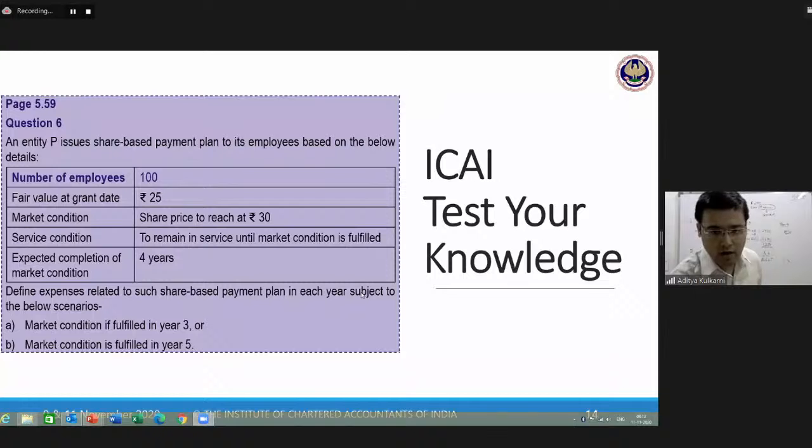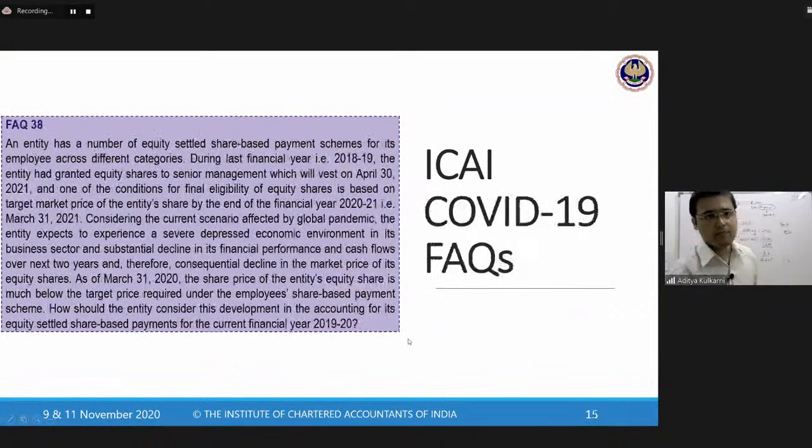An interesting one that deals with an FAQ that is issued by the institute on COVID-19. Okay. So this is a set of FAQs that the institute has issued, and these FAQs have considered the COVID impact and how they should be treated, how the Ind AS should be given effect to in light of the COVID-19 impact. So read the problem.